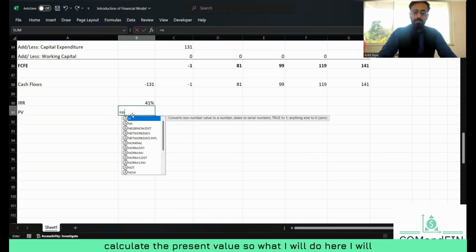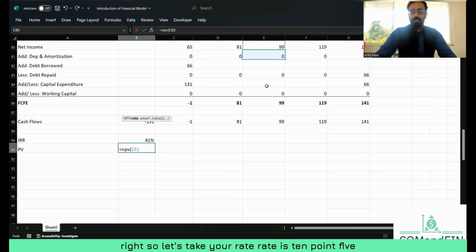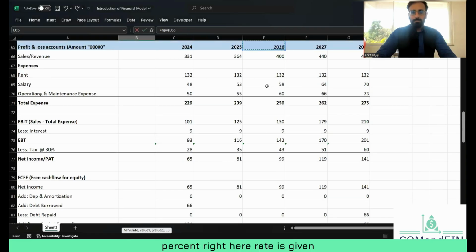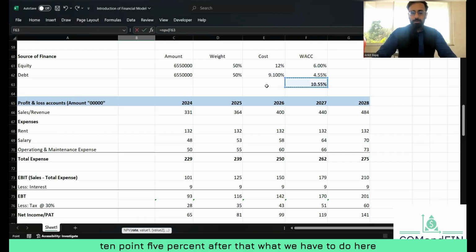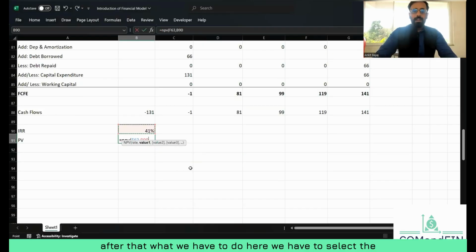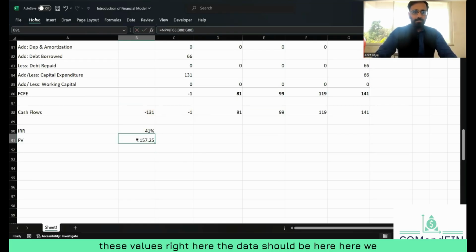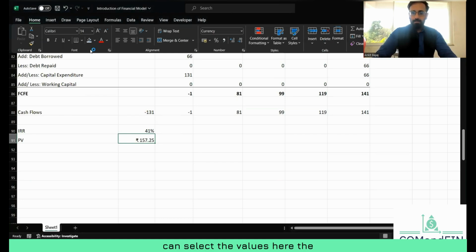So I will apply the NPV formula. This formula says that first we have to write down the rate. So let's take your rate. The rate is 10.5%. After that, we have to select the values. So we can select all these values.